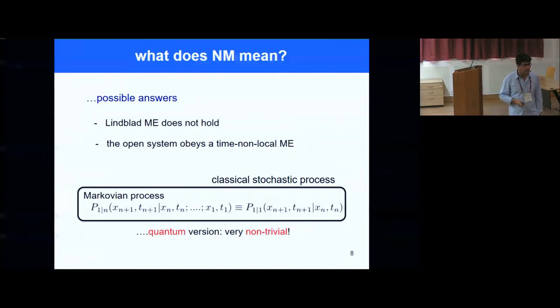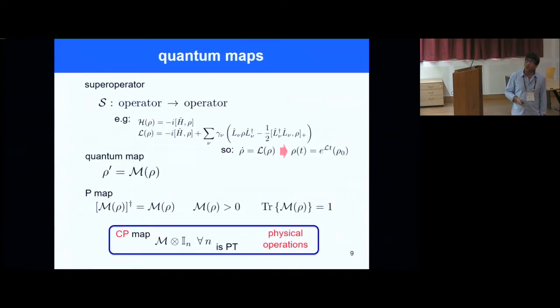So the way out, which is now well established, is to formulate the problem in terms of the so-called dynamical map. In order to introduce the dynamical map, let me first briefly review what quantum maps are, because a dynamical map is a special quantum map. So a quantum map is a superoperator, basically. You know, a superoperator associates an operator to another operator. An instance is just the Lindbladian term on the right-hand side of the Lindblad master equation, associating the density operator of the system at time t to this term here.